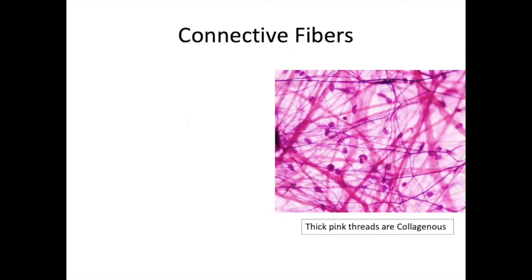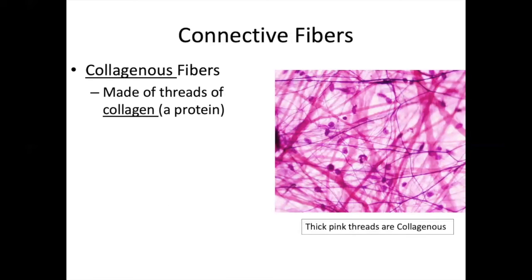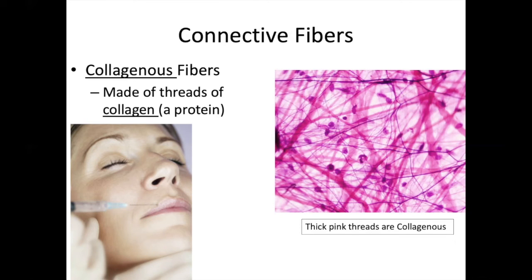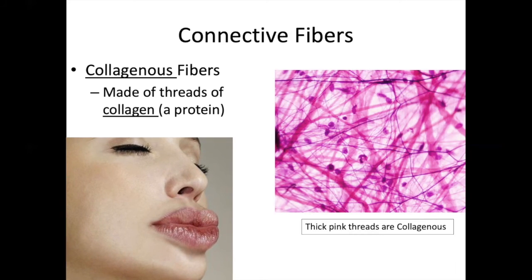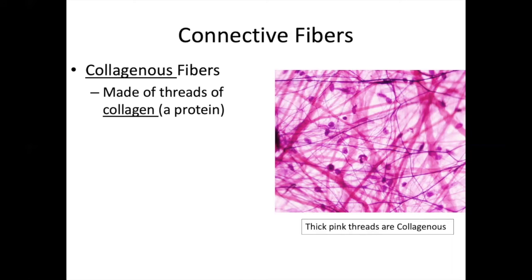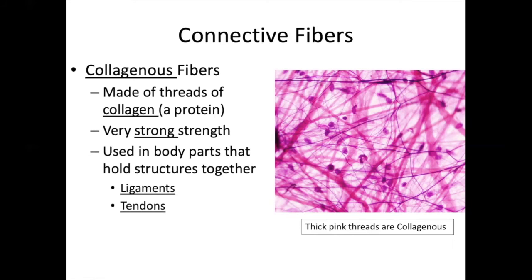All right, going back to connective fibers. Remember those fibroblasts that were creating different fibers? Let's talk about those fibers now that we're done with talking about the cells. We have different kinds. We have collagenous fibers, which gets its name from a special protein called collagen. You may have heard of it as the stuff that you put in your lips. A plastic surgeon will put that in your lips to give you that big lip look. That protein in your body is actually supposed to be used to make these really thick, very strong fibers. We're going to find them in your tendons and ligaments.